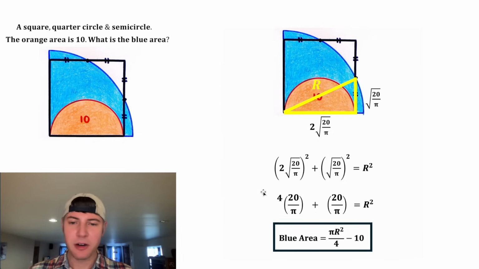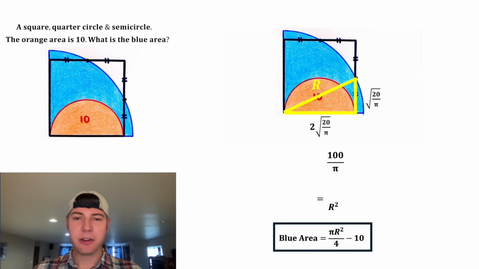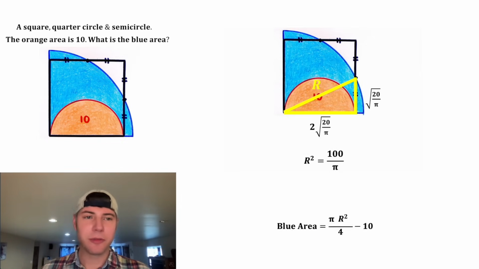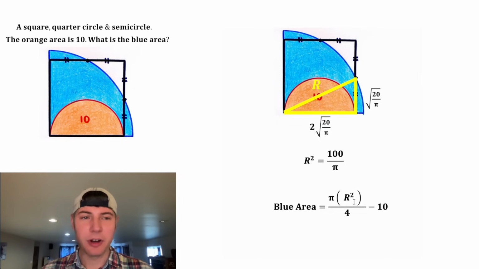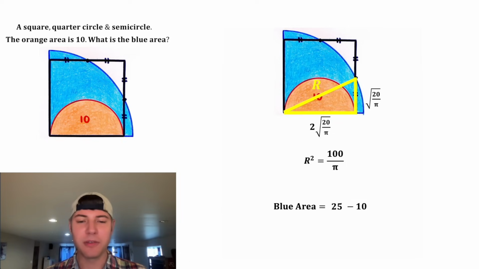If we bring this up here, 4 times 20 is equal to 80. And 80 over pi plus 20 over pi is equal to 100 over pi. So we now know that capital R squared is equal to 100 over pi. And now we're ready to use our formula. In the place of this capital R squared, we can plug in 100 over pi. These two pi's are going to cancel each other out. 100 over 4 is equal to 25, and 25 minus 10 is equal to 15.